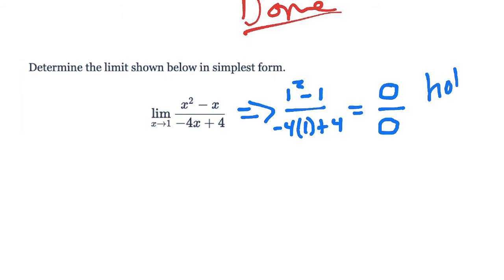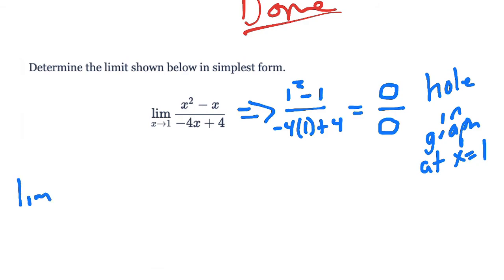That is a hole, because this isn't a piecewise function. There's a hole in the graph at x equal 1. Doesn't mean the limit doesn't exist. It just means there's a hole in the graph. So go back to the directions. What we're going to do is factor this.